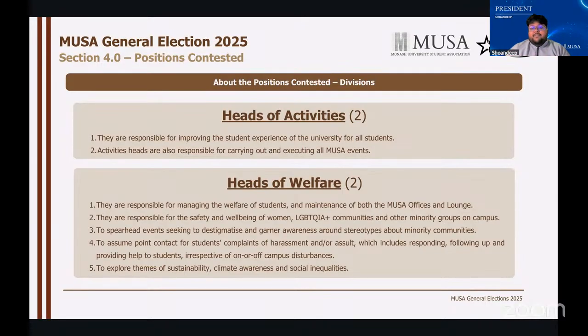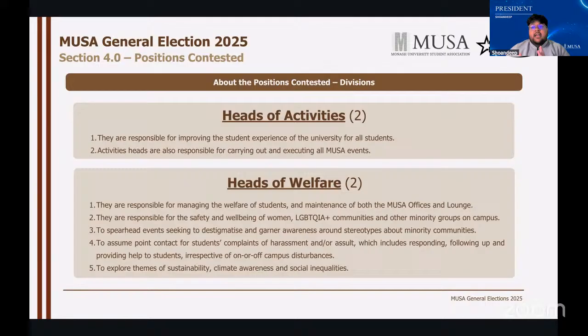The next is welfare. Now, this is very important as well. They are responsible for the welfare of the students and maintenance of both the offices and the lounge. The entire sports center, the office and the lounge belongs to the welfare to make sure that everything is maintained and everything is in order for student experience as well.